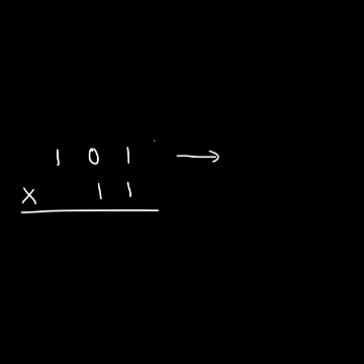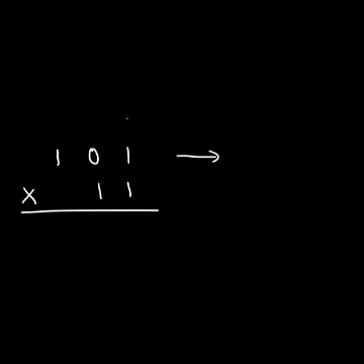Now let's talk about multiplying binary numbers. So let's say we wanted to multiply 101 by 11. How can we do so? Well, let's see what the answer is going to be if we convert this into its decimal equivalent.